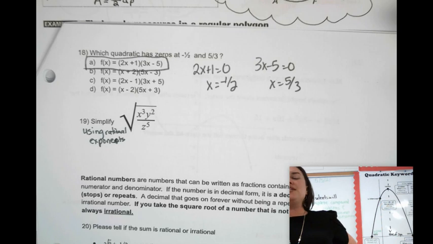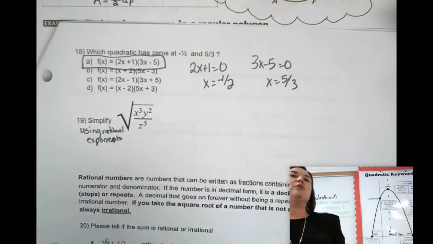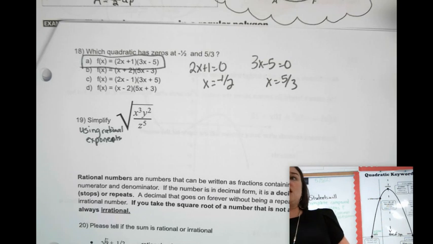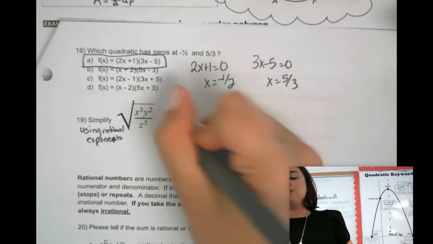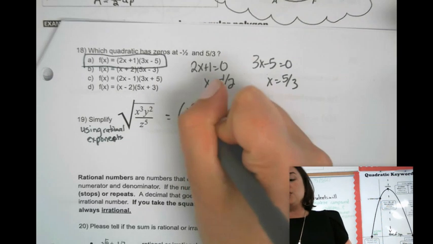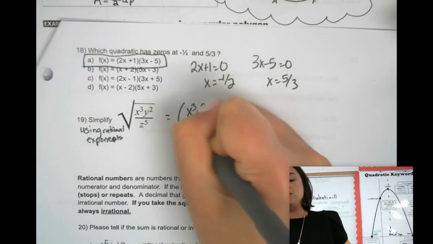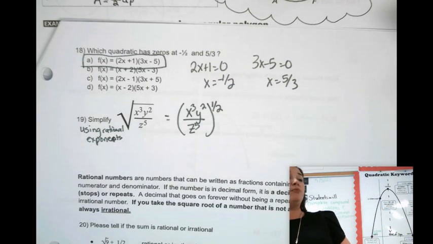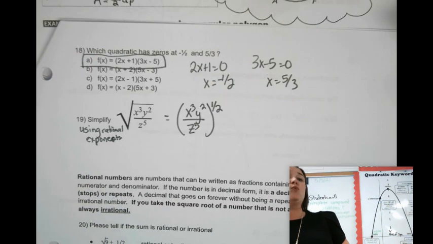What power are we raising something to if we take the square root? 2. 1. The root goes in the denominator. So square root is the second root. So 2 goes in the denominator. What goes in the numerator? 1. So I could rewrite this as x to the third y squared all over z to the fifth, to the 1/2 power. And if you don't have that in your brain yet, I understand, but we got to get it there. The square root is the same thing as the 1/2 power.